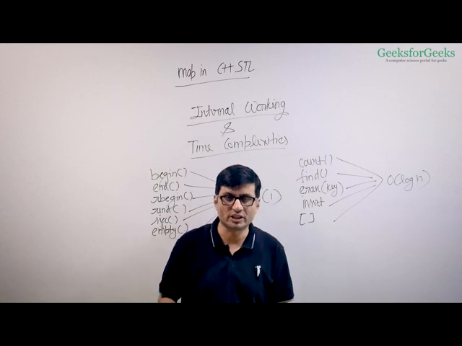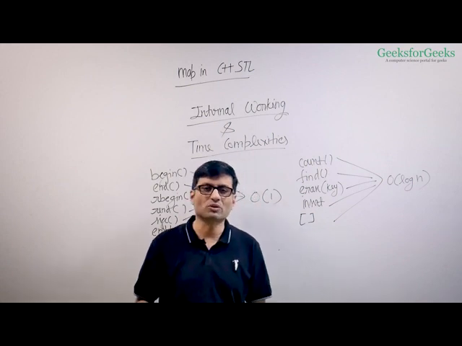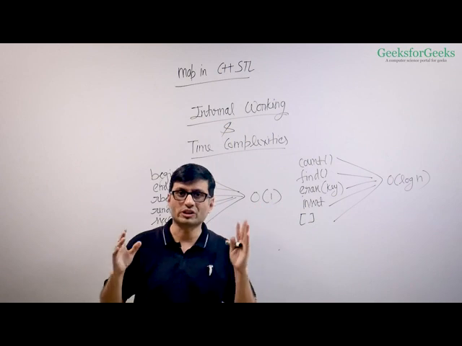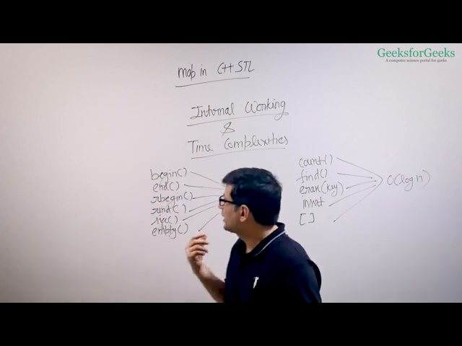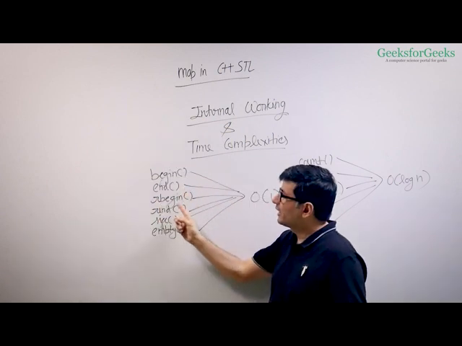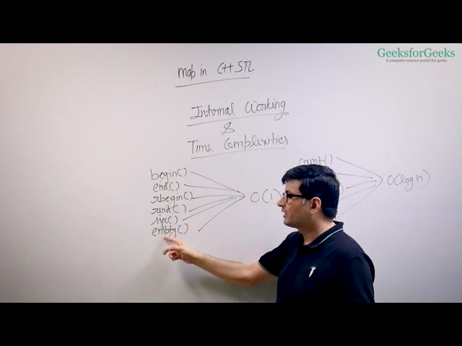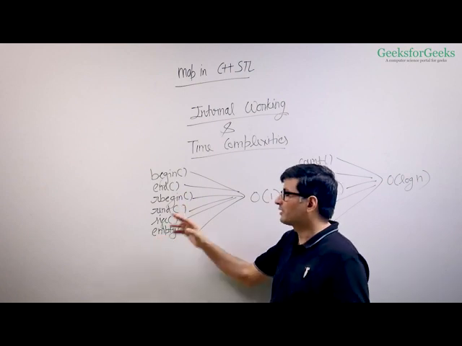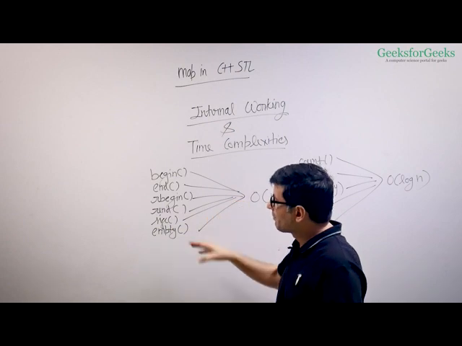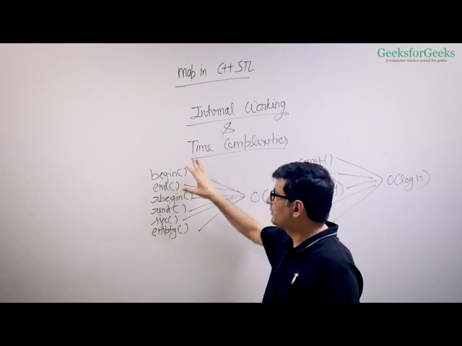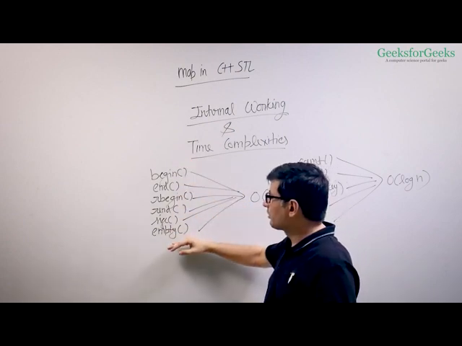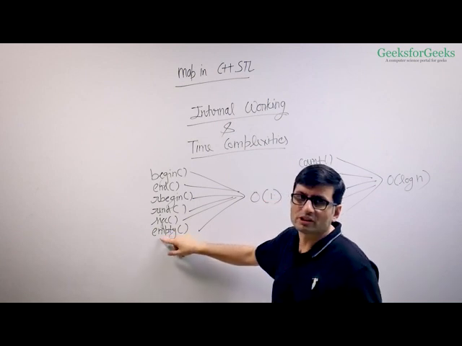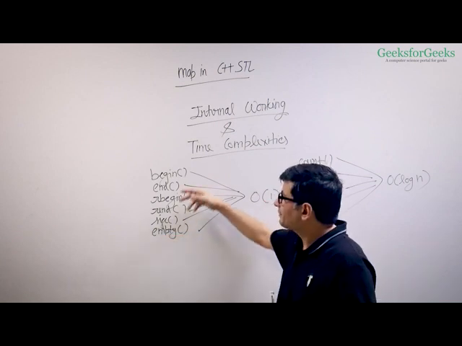They are all same as set. In fact, you can refer to the set time complexities and you will find we are talking about the same time complexities. Let's quickly cover. So begin, end, size, empty, they are all big O of 1 because size is maintained as a member variable in the map class. So they are all big O of 1. Empty has to just check whether the size is 0 or not.